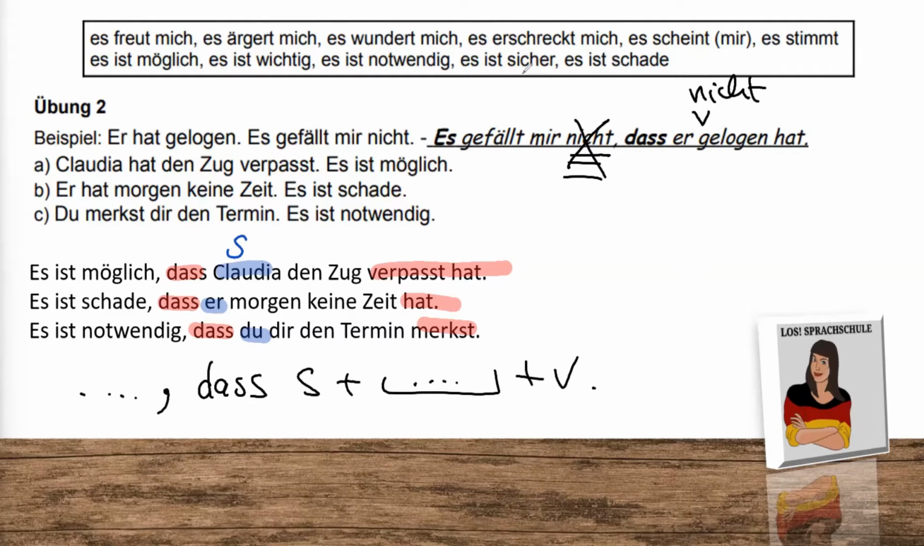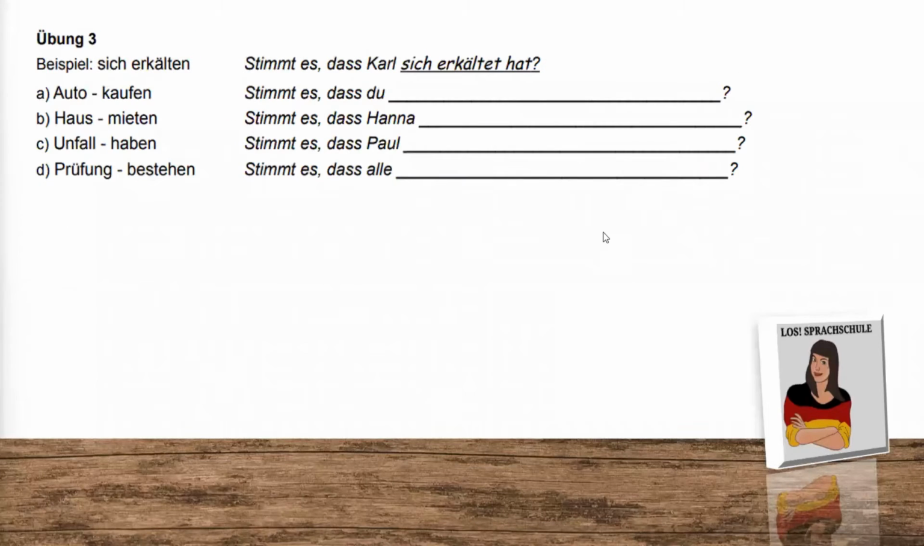Another thing we want to check out is building a question. Building a question is also not the hardest. We have here an example, sich erkälten, to catch a cold. And we want to say, is it true or is it correct that Karl caught a cold? This is a normal question without question word. What do we have to do here? We have to change the position of the verb and subject. Verb, subject. Stimmt es, dass Karl sich erkältet hat? Everything else is the same.